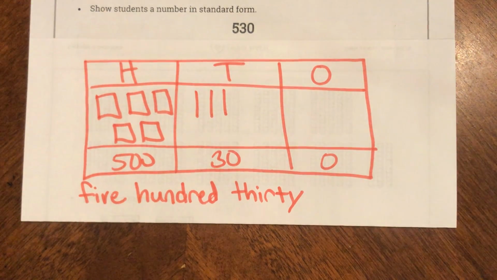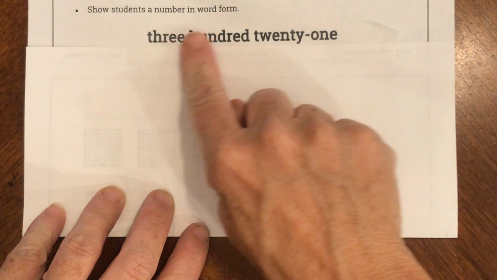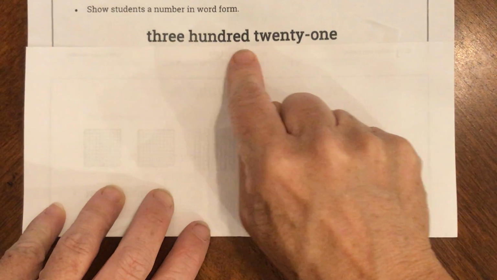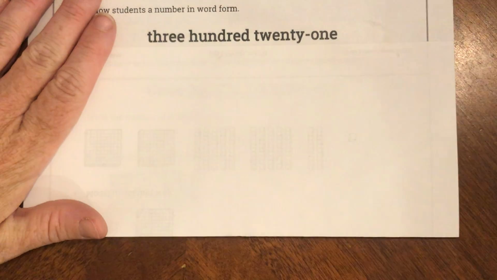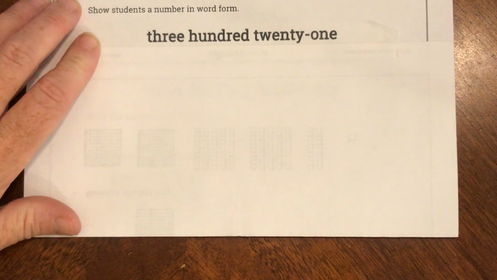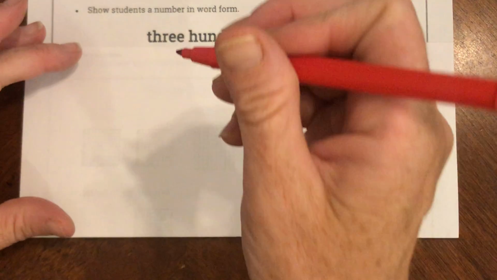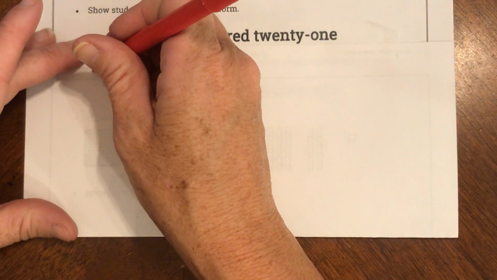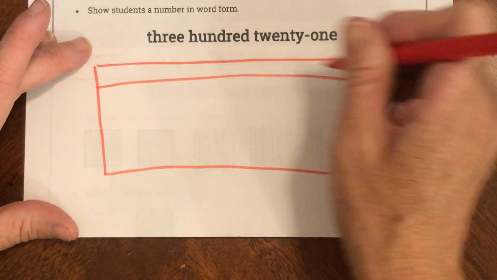Okay, let's look at a different one. So on this one, boys and girls, they gave it to me in word form. They wrote 321. So they already put it in word form. They want me to write this in standard form. So this one's a little bit trickier because it's already in word form. So what I'm going to do is I'm going to still kind of draw my place value chart.